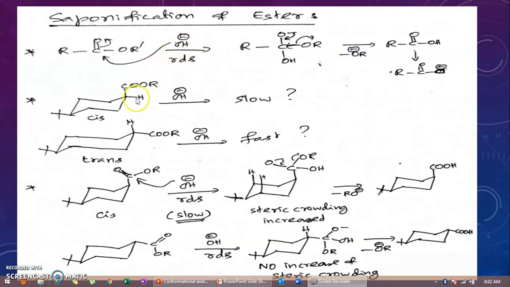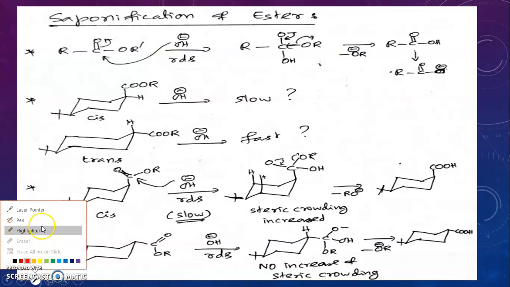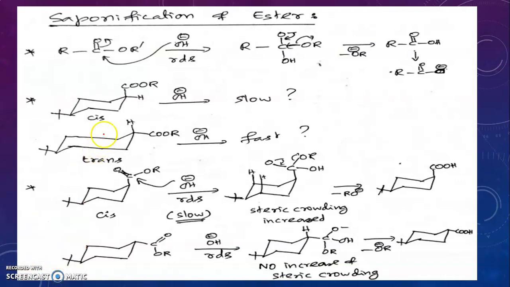Okay, so now the two isomers are given here, the cis isomer and the trans isomer of some ester. And we have a tertiary butyl group here. So it is a 4-tertiary-butyl ester. And I have taken the cis isomer and the trans isomer. If you carry out this saponification, the cis isomer undergoes this reaction slowly, whereas the trans isomer undergoes the same reaction faster.